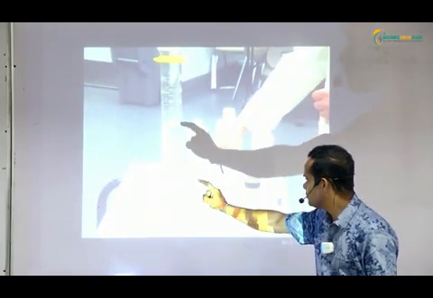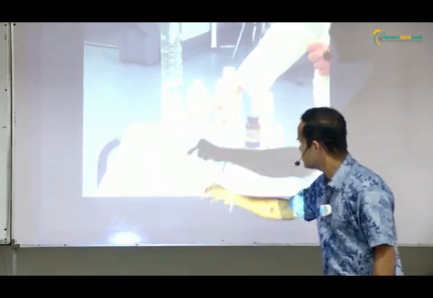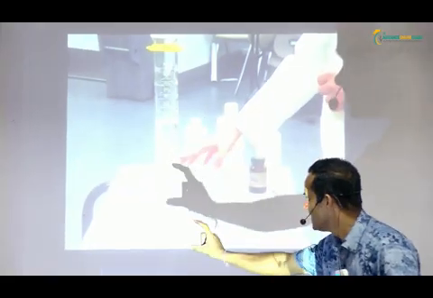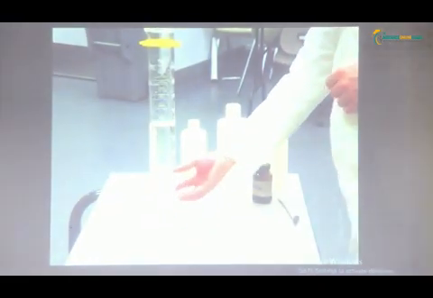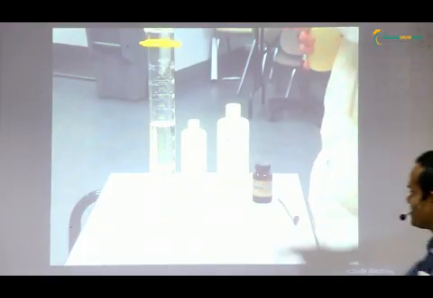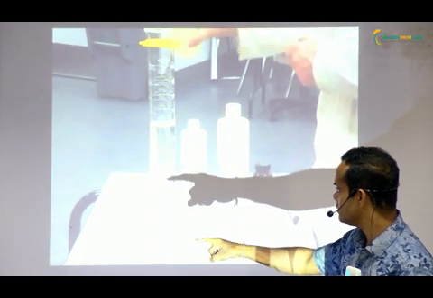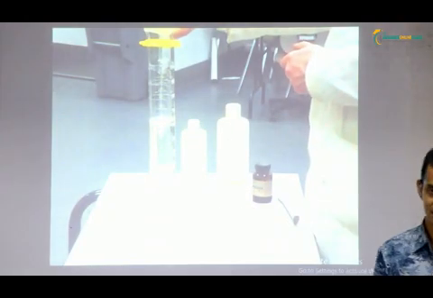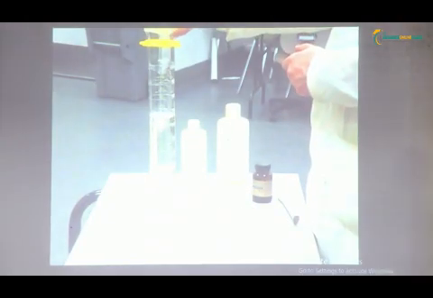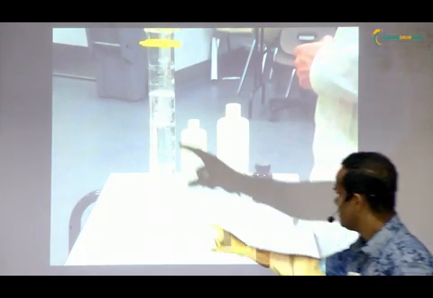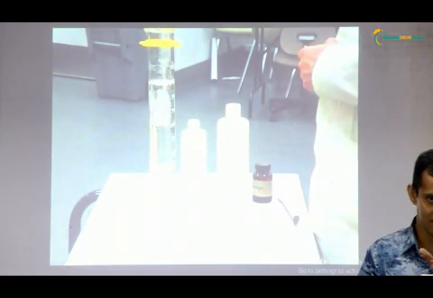You can see the water layer is immiscible with this, and this should be a non-polar one. So this water layer is immiscible with this, and this can be once again something like thinner, hexane, ether, CCl4, something like that. Can you see they are immiscible?